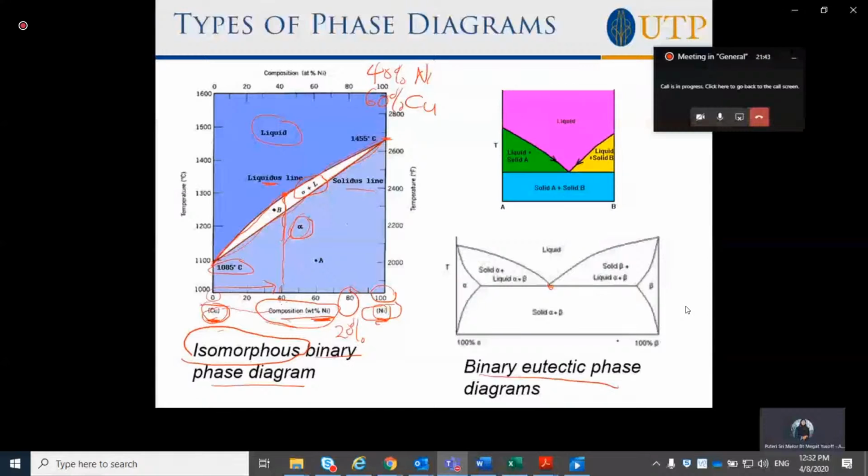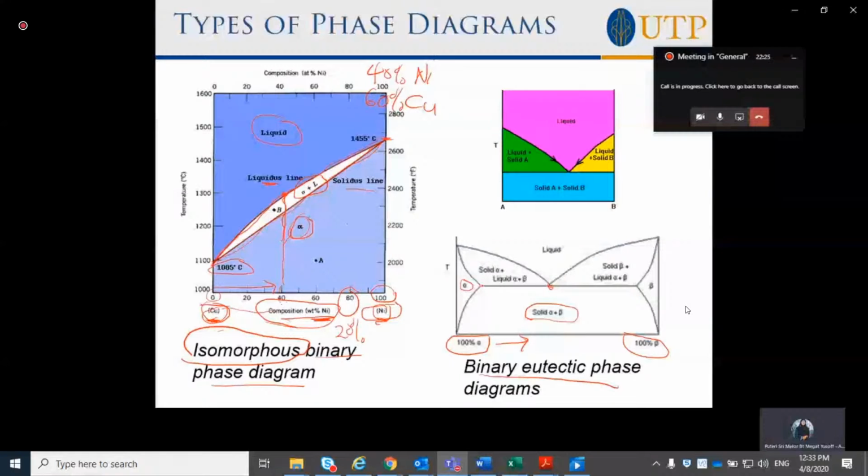Over here, it says we have 100% alpha, whatever alpha is. And over here, we have 100% beta. So they are solid. Alpha and beta. So here is the region of solid alpha and beta. It's a mixture of two different solids. And over here, you have 100% alpha. So this is a region where you have only alpha solid. But as you add more of the beta component, it seems that you cannot form alpha anymore.